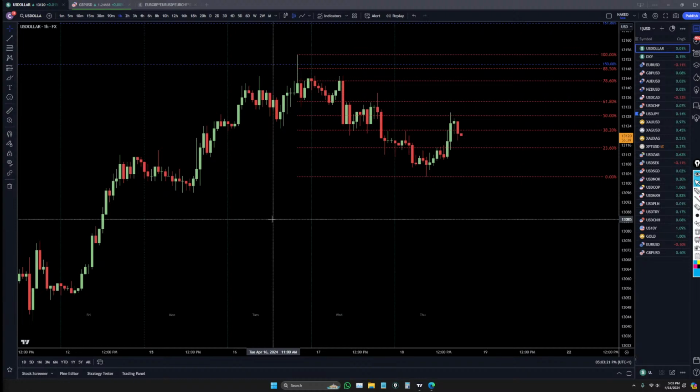Definitely a little bit of a slow week this week, but that doesn't really mean that there haven't been any decent trades, because there definitely has been.